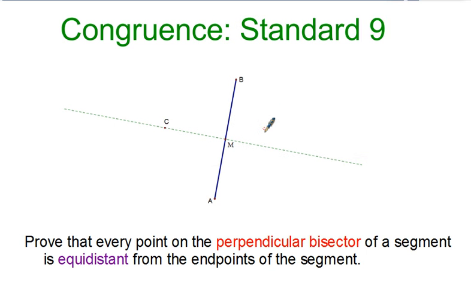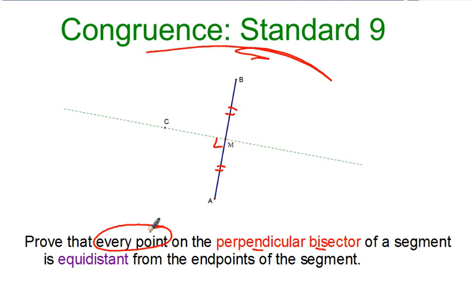Hey Sherwood, in this video we'll be looking at congruence standard 9 and the part of that standard that addresses proving that every point on the perpendicular bisector of a segment, so here's the perpendicular bisector of a segment, showing that all those points are equidistant from the endpoints of the segment.